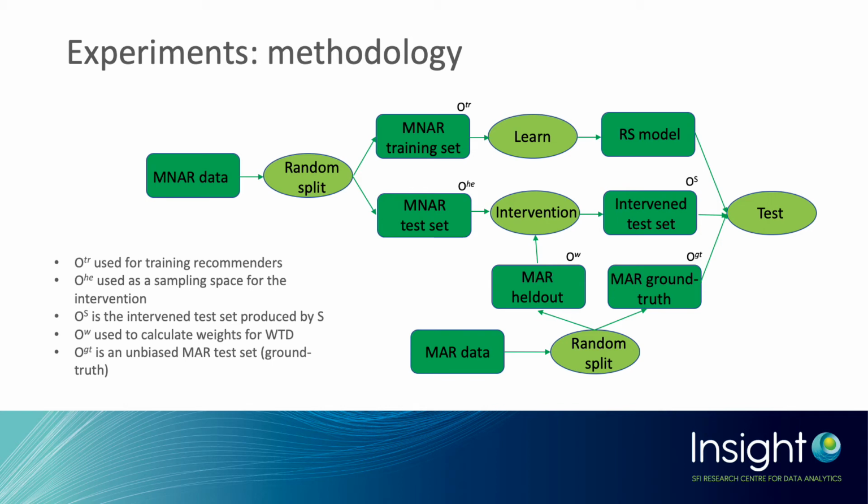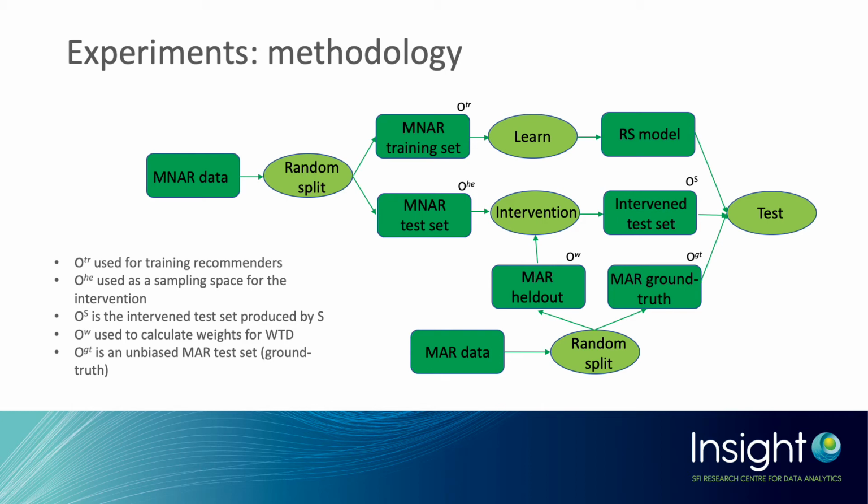So, we take a dataset which has both MAR and MNAR data portions. Once we have it, we take the MNAR portion and we randomly split it into two, a training set OTR and a test set OHE, as we would normally do in a classical evaluation. We use the training set to learn a recommender model because our goal is to debias the evaluation only, not the training.